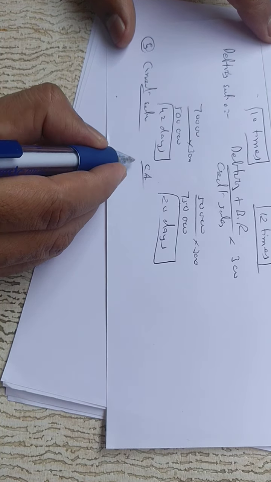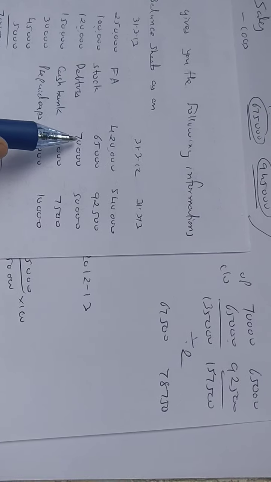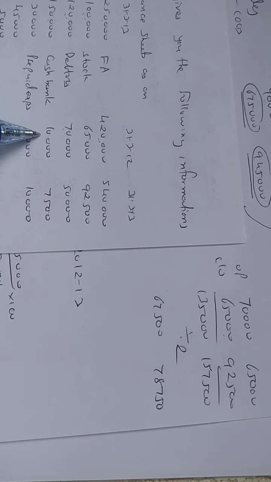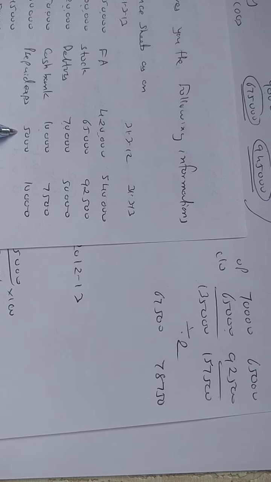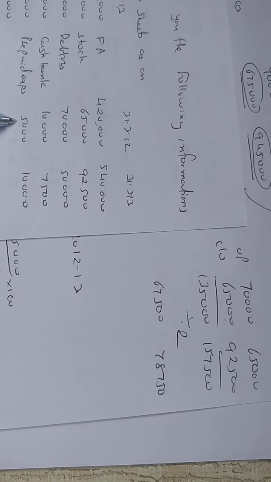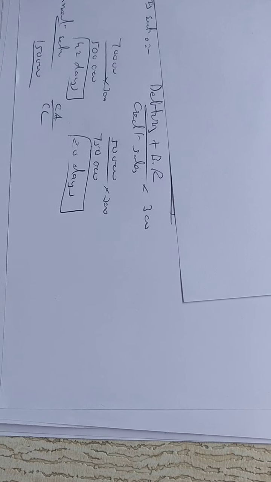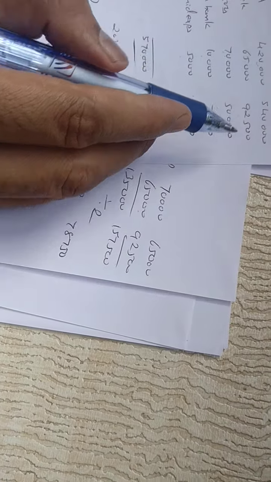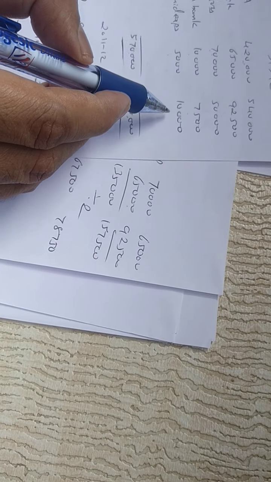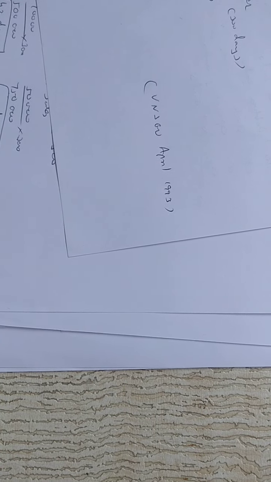Formula is current asset upon current liability. Your current asset: stock 65,000, debtors 70,000, cash 10,000 and 5,000 for prepaid. So 65 plus 70 plus 10 plus 5, that is 1,50,000. Same way for second one, 92,500, 50,000, 7,500 and 10,000. Total is 1,60,000.